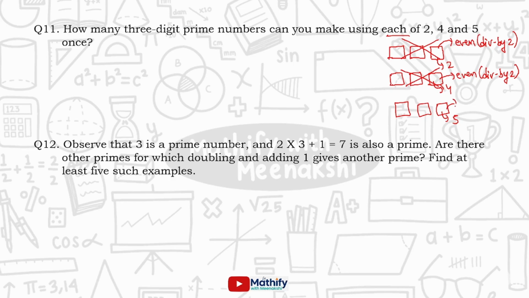And if it ends with 5, then it is divisible by 5. Again it's not a prime number because a prime number is divisible by only 1 and the number itself. So that's why we can say that there is no 3-digit prime number that we can make using the digits 2, 4 and 5 using them once. So I will rub that and I will write the reason now.